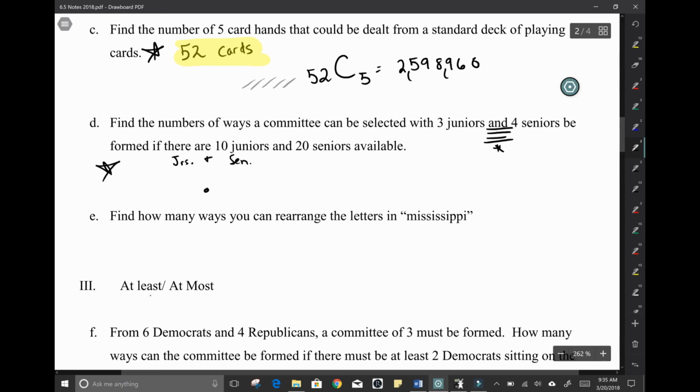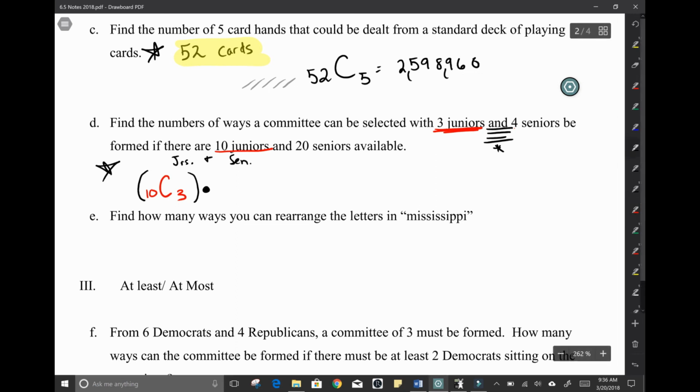And so we know we're going to multiply something. Now, what we want to do is decide how many ways I can choose the juniors. I want 4 of them. Actually, sorry, I want 3 of them. And there are 10. So that means I want 10 choose 3. That fills up my juniors.